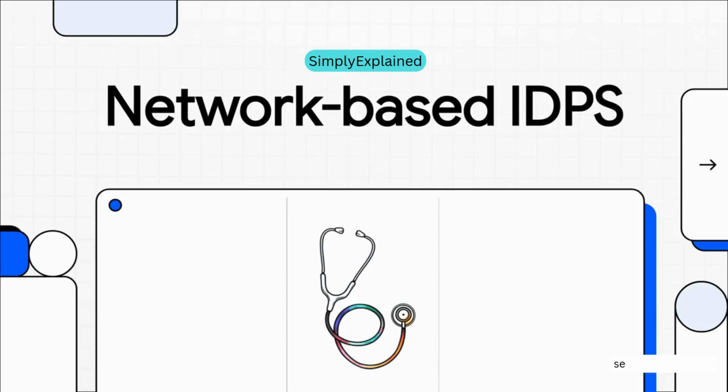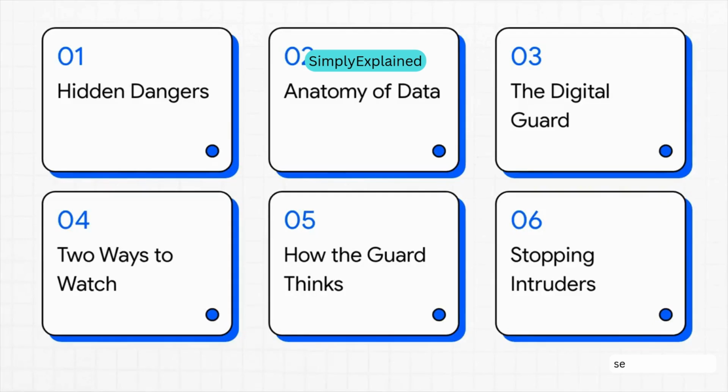All right, today we are diving deep into the world of our digital guardians. We're talking about the network-based intrusion detection and prevention systems. These are the unseen security guards that have the monumental task of spotting a single tiny threat hidden inside trillions, literally trillions of digital messages. So, how on earth do they do it? Let's find out.